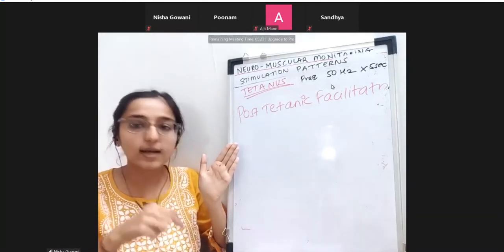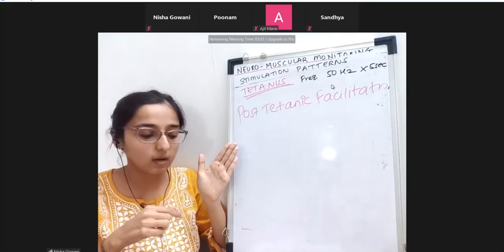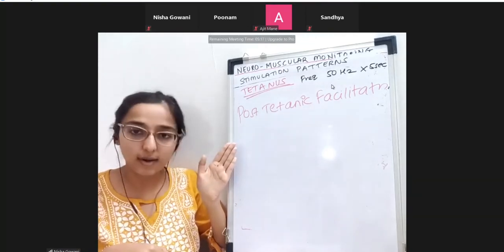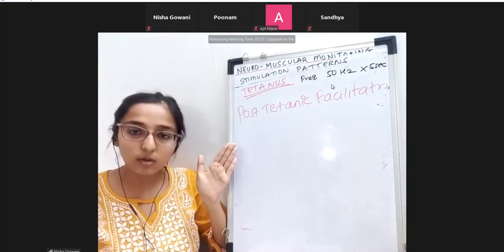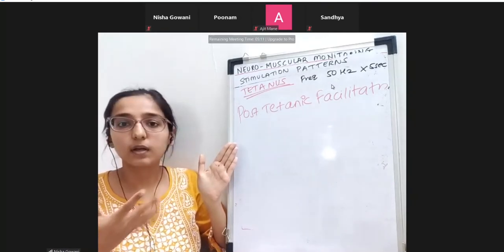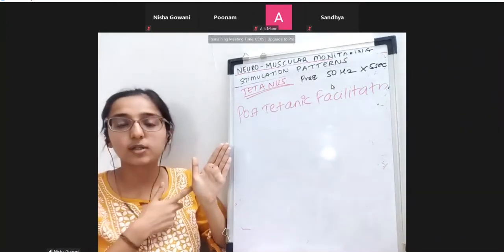So I press single twitch, contraction happened. I press one more, contraction happened. I press one more, contraction happened. Then I press one more, no, contraction did not come. Again, I pressed, contraction did not come.